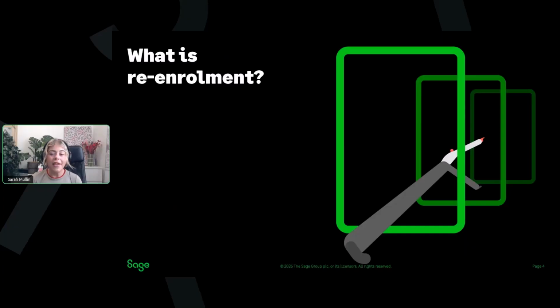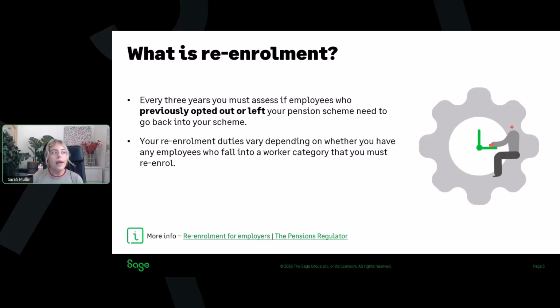So let's start at the beginning. What exactly is re-enrolment? So in simple terms, every 3 years, you must assess whether employees who previously opted out of or left your pension scheme need to be put back into it. Now, this is a legal duty that sits alongside your ongoing auto-enrolment responsibilities as an employer. And the key thing to remember is that opting out isn't permanent. Now, the regulations assume people's circumstances change. So we do recheck that every 3 years.